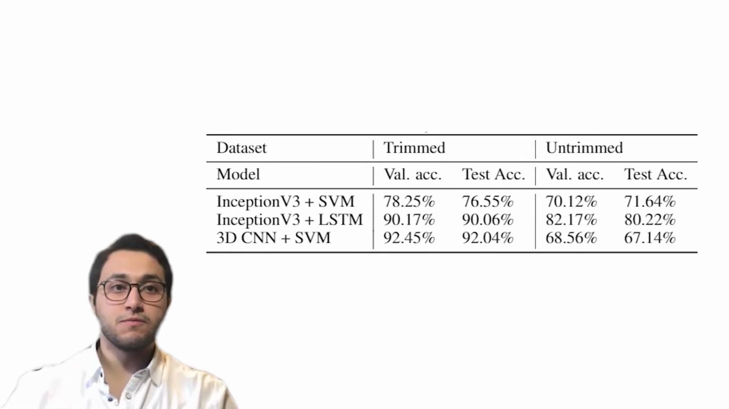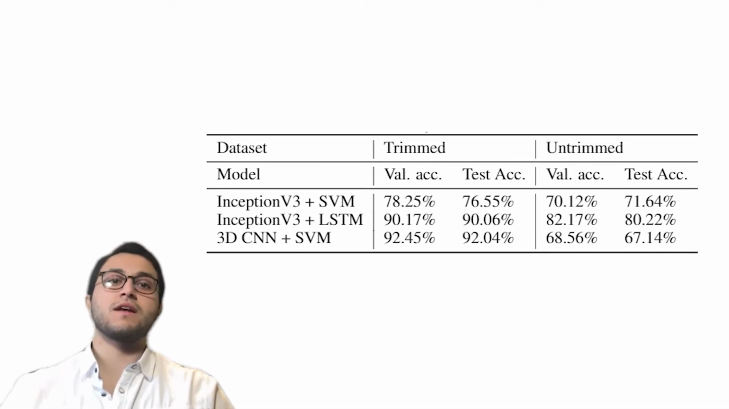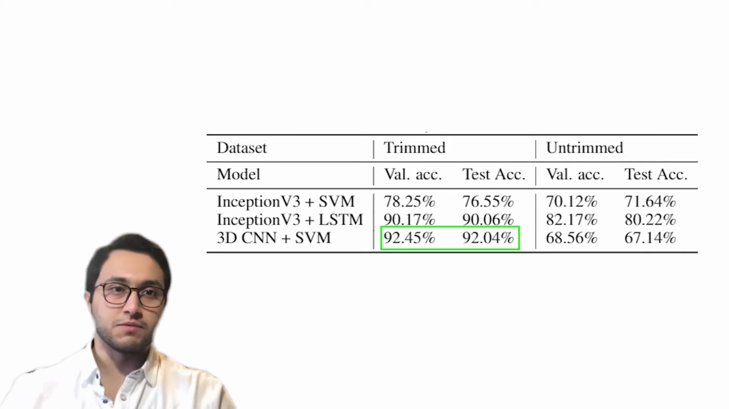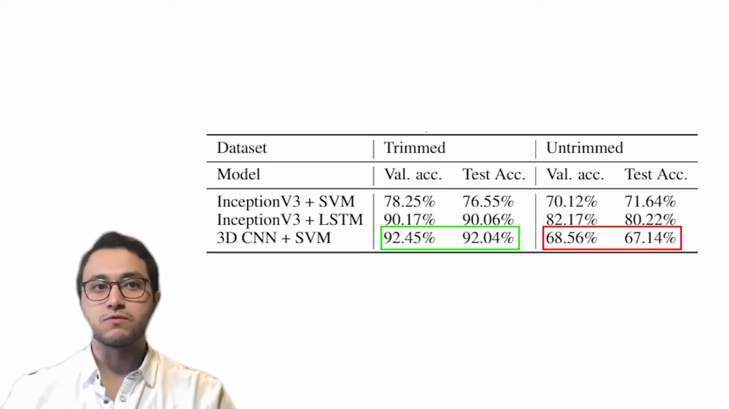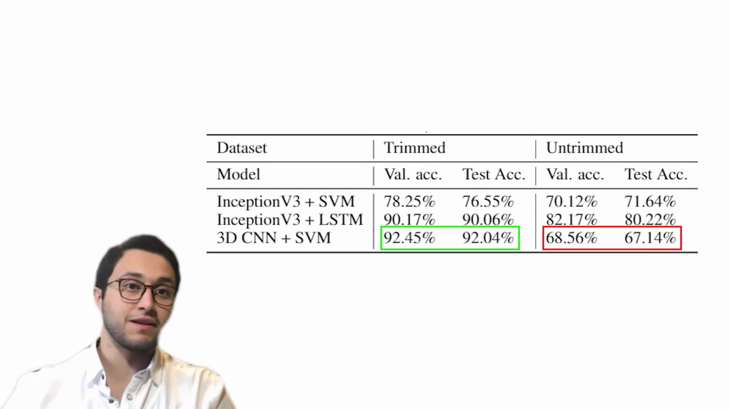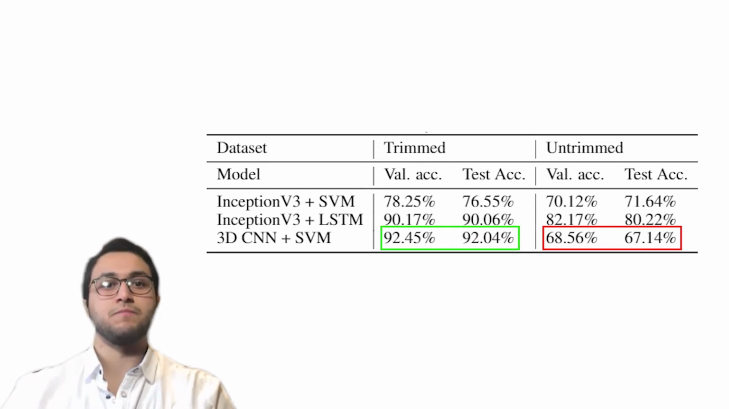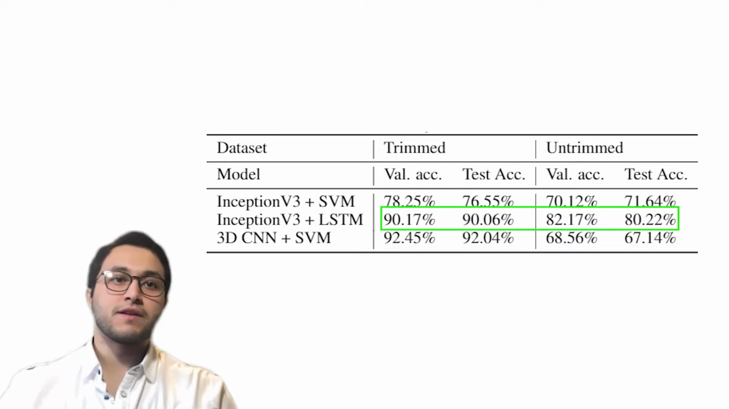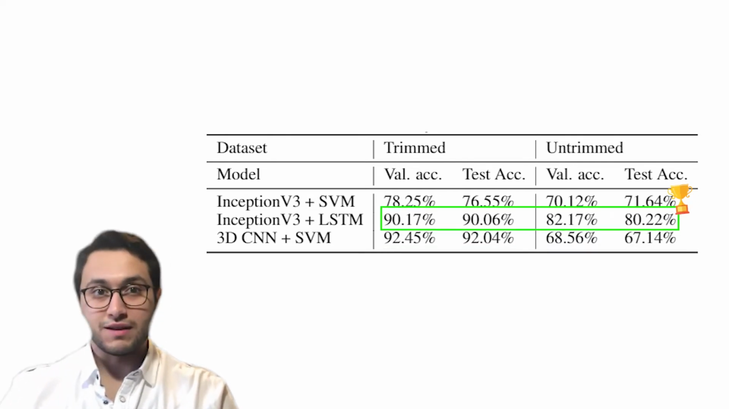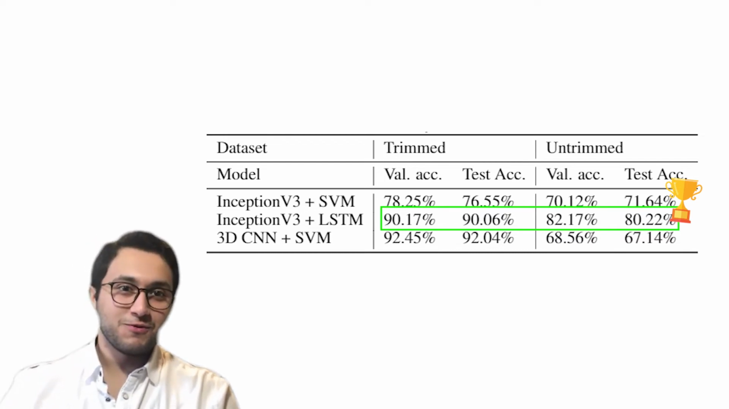As we can see in the final results, the 3D CNN is the most performant on the trimmed data. However, it also seems to perform badly when trained on the untrimmed version of the dataset, which might indicate poor robustness in the architecture. Therefore, the overall winner is the fine-tuned Inception v3 with the LSTM. And now, for the final reveal, we will show you how it actually performs in the real world.